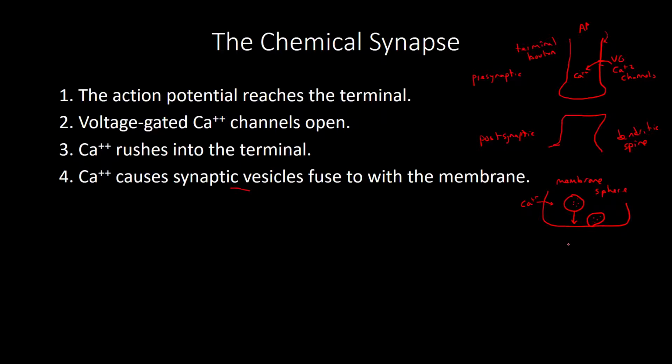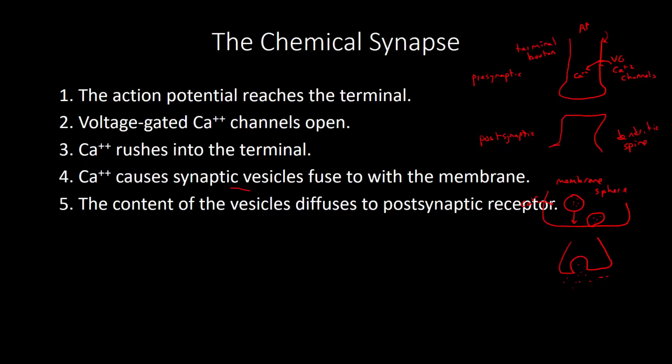When it fuses with that membrane, that's going to cause the contents to spill out into the space. So calcium causes the synaptic vesicles to fuse with the membrane. That's going to cause the contents to come out. That's then going to diffuse across this space, which is called the synaptic cleft, and interact with proteins on the postsynaptic cell.